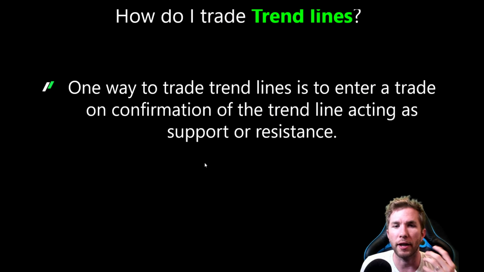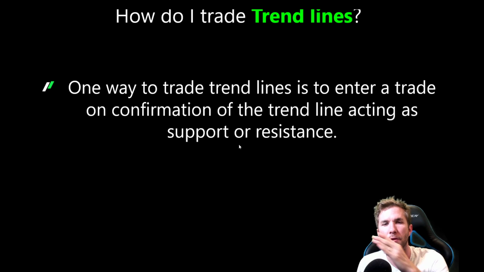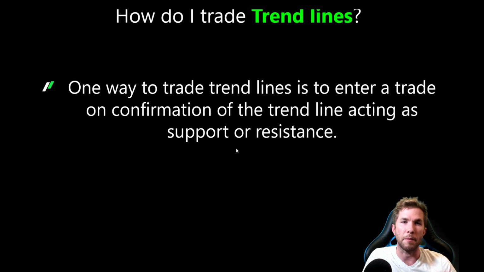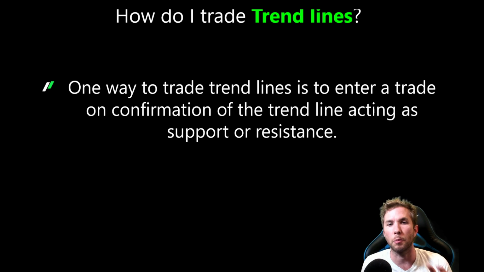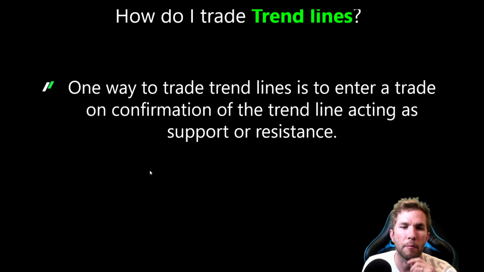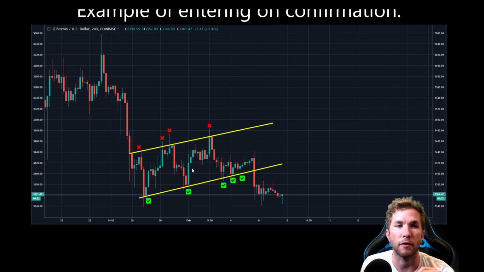So how do you trade trend lines? Well, one way to trade trend lines is to enter the trade on confirmation of the trend line acting as support or resistance. So this is more getting into candlestick patterns, identifying like 3 types of candlesticks where you get maybe a doji pattern after a strong sell-off back onto your support line, or you get a specific pattern that shows up, a bullish type pattern. But the most important thing is confirmation on all of these.